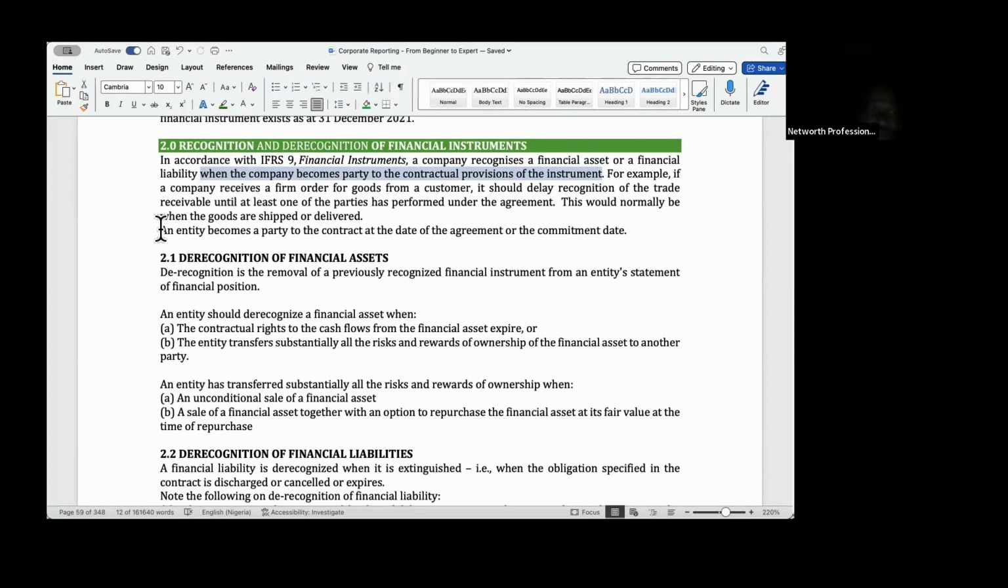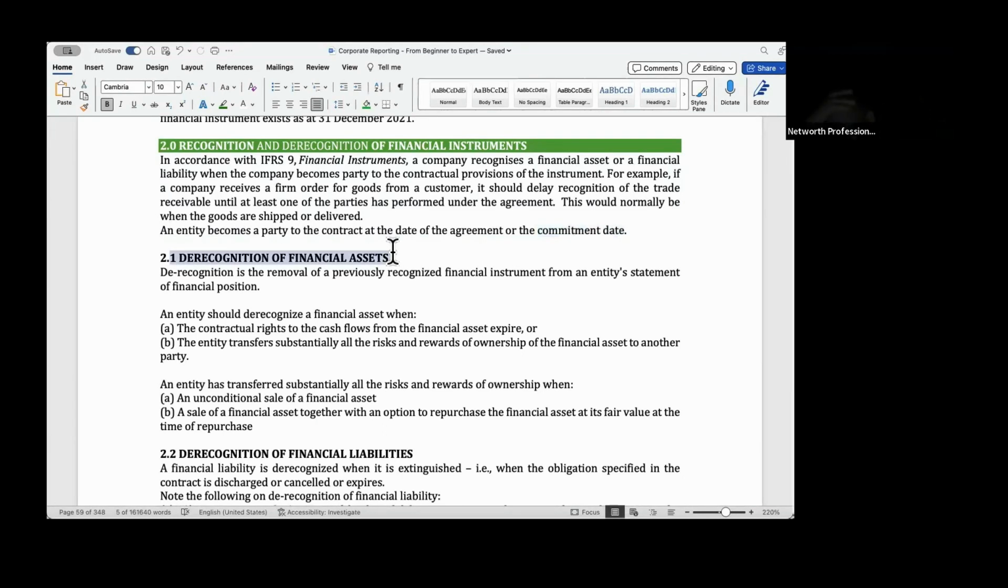And if I want to jump here, when does an entity become a party to the contract? It is usually the date of the agreement, meaning the day they signed an agreement, or the date of commitment. Those are the days when they become a party to a contract, either the date of agreement or the commitment date. And that's the first part of what we are looking at today on recognition of financial instruments. Before I go to measurement, let's look at the derecognition.